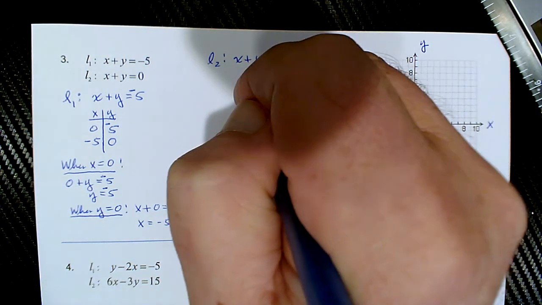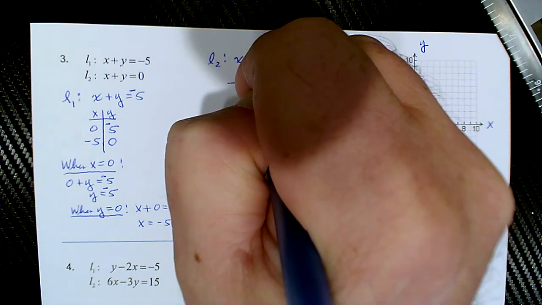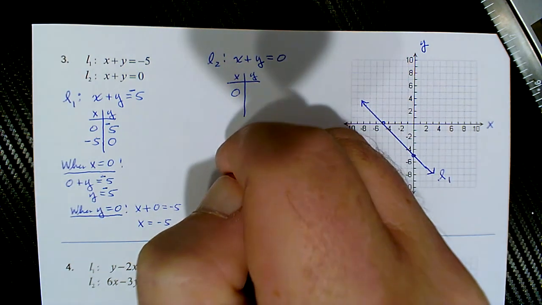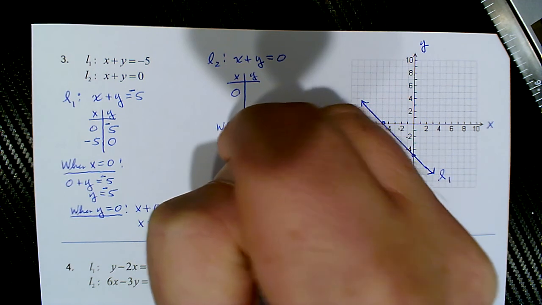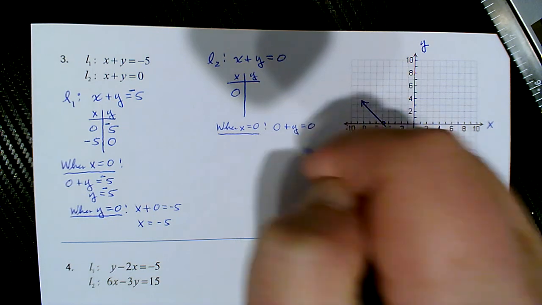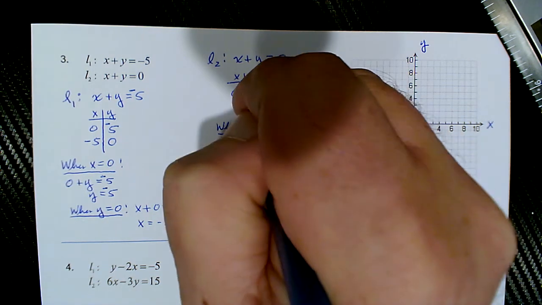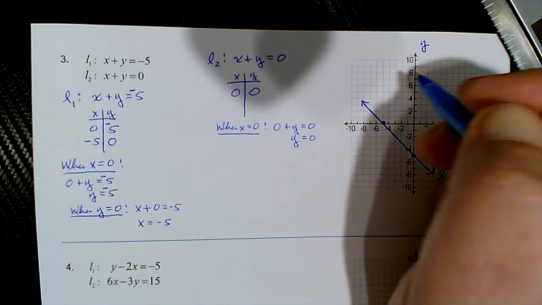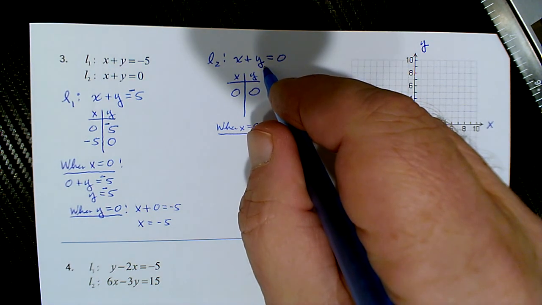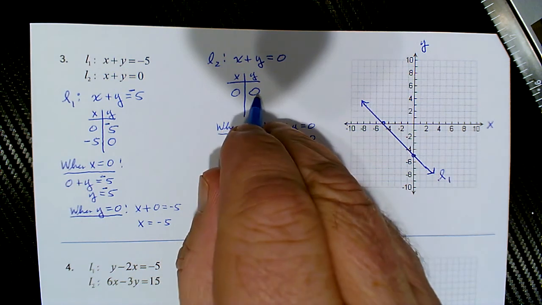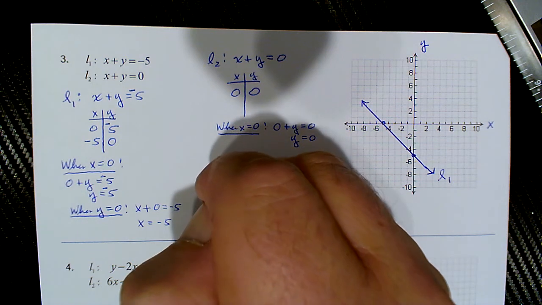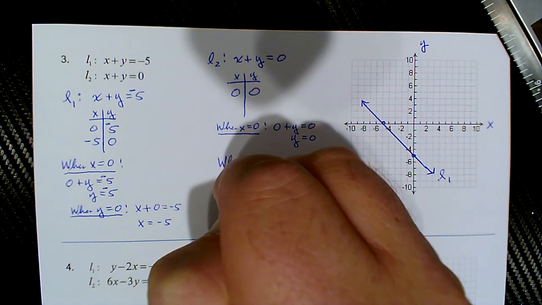And now x plus y is 0. Now if you use the intercept method here, let's see what happens. If x is 0, then we get 0 plus y is 0. So y is 0. But I could tell by inspection that if I let y equal 0 to try to use the x-intercept, well, you could tell right here, if you let y equal 0, you're going to get x equals 0.